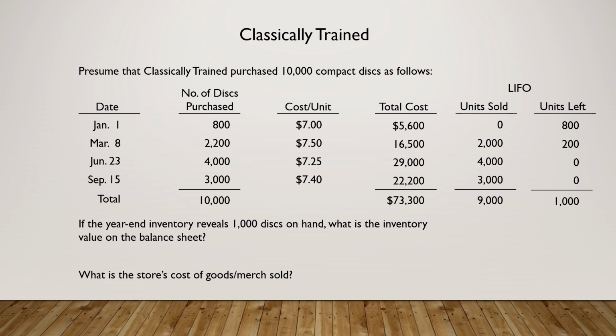To tabulate ending inventory, multiply the 800 units from January by $7 per unit. Do the same for the 200 units from March by $7.50 per unit. And the total is $7,100.